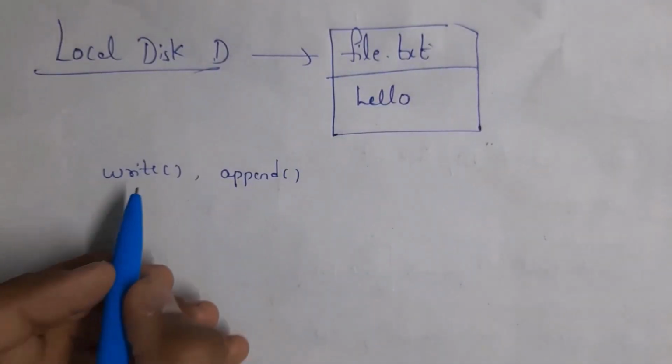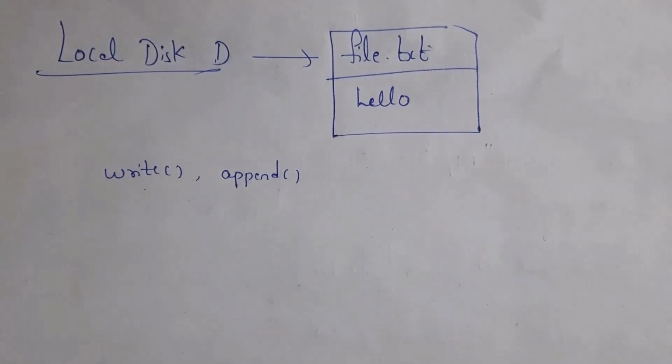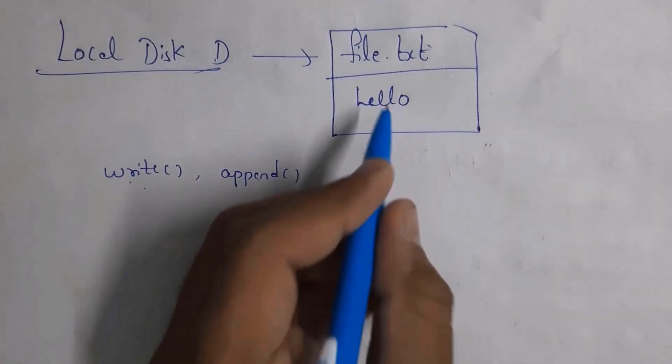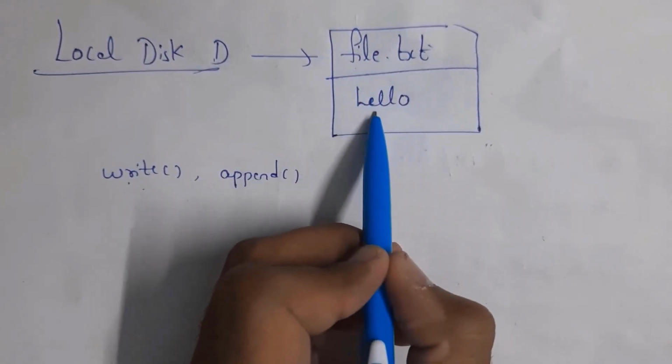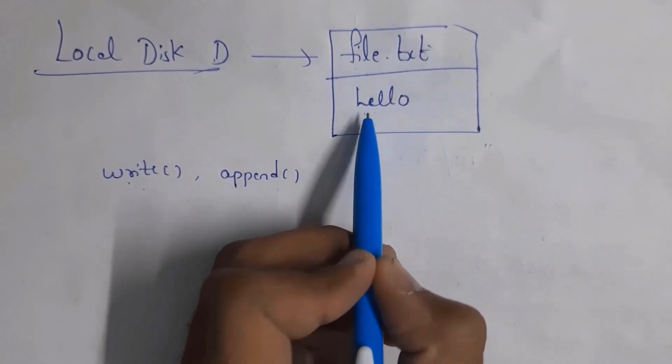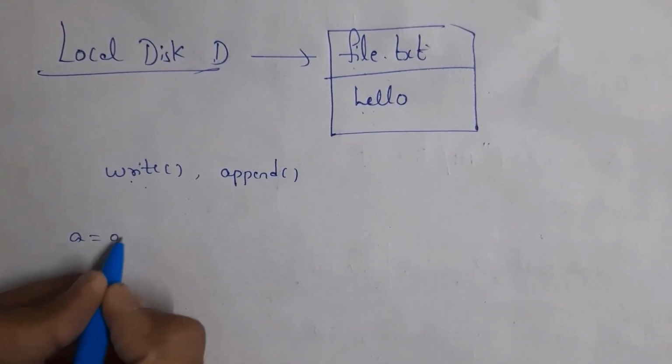Next I will explain what is the difference between the write method and the append method. Both the write method and the append method are used to add text into our file. But the difference is that, for example, this is my file, the name is file.txt, and this file contains the information hello. And next I am writing a program by using the write method. Just write here a equal to open.